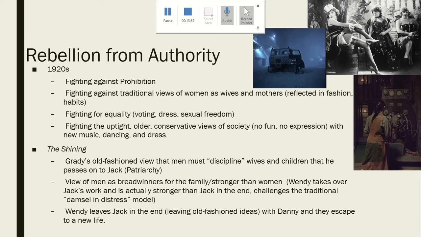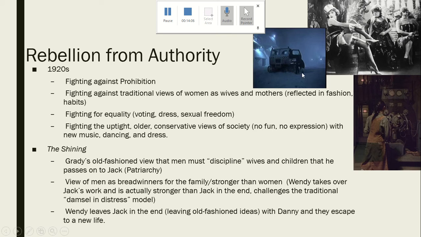And Wendy and Danny were fighting that view, and the view of men as the source of income for the family is really turned upside down when Wendy takes over Jack's job as caretaker while he writes, in quotes, aka that means he goes crazy. And this also challenges the damsel in distress storyline, especially when Halloran tries to save them in the movie, but he's killed, meaning that men can't really save you all the time. So Wendy and Danny really had to fight for themselves, and Wendy had to fight for what she wanted.